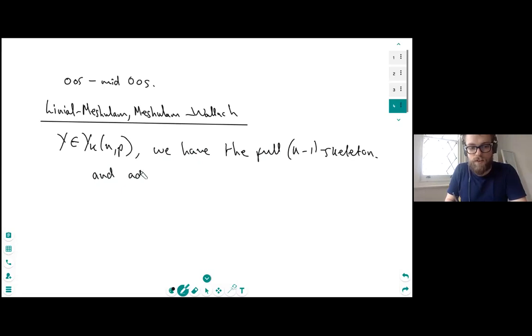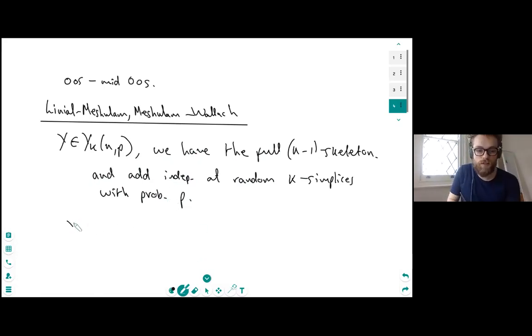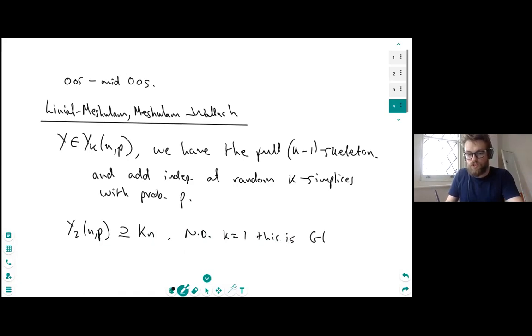And add independently at random k-faces, k-simplices, with probability p. So in the case of Y2NP, we contain the full graph, the full underlying one-skeleton, for sure, and then we add in independently at random the triples. And note that if k is equal to 1, this is the G(n,p).